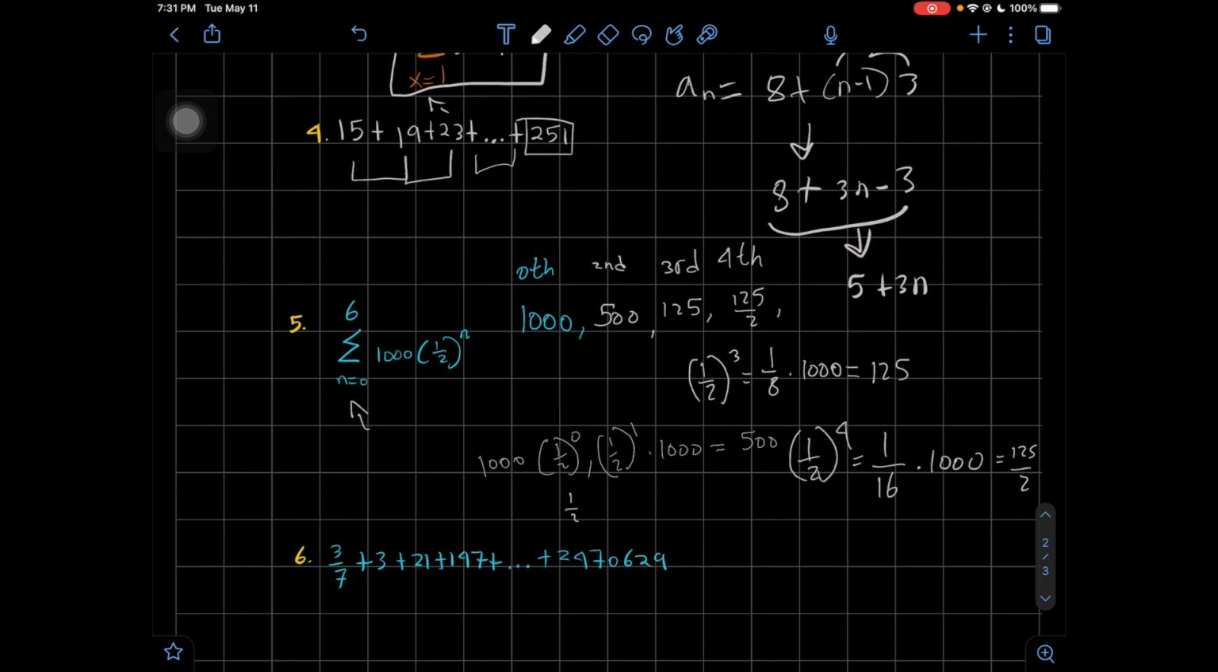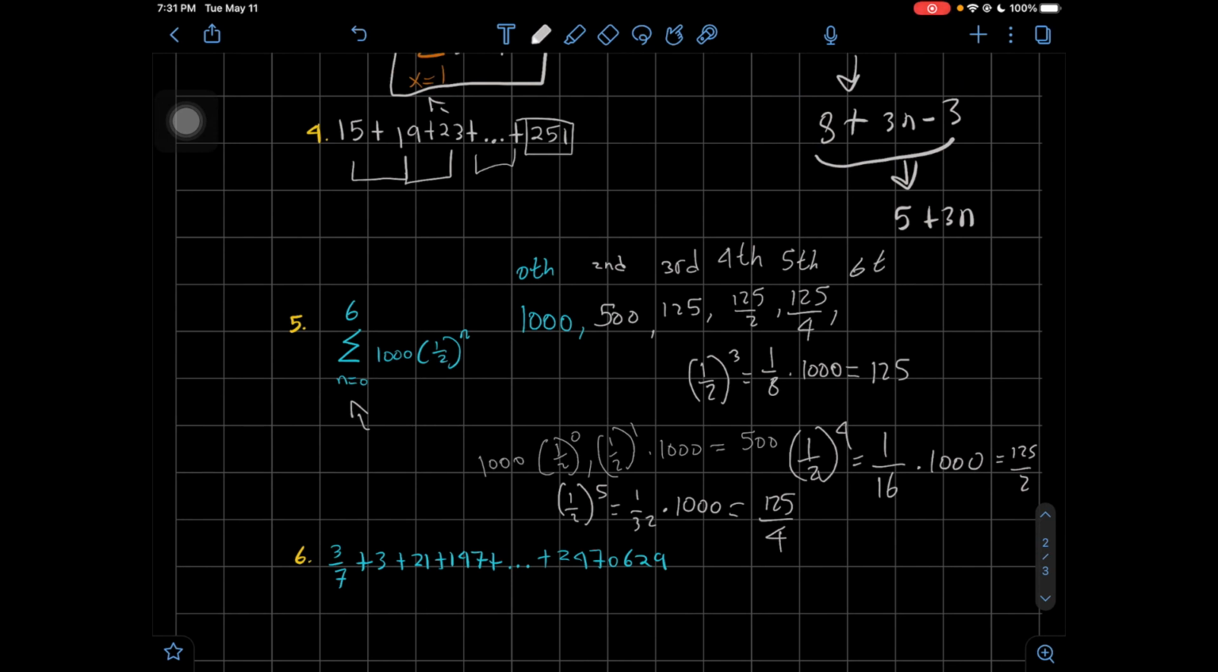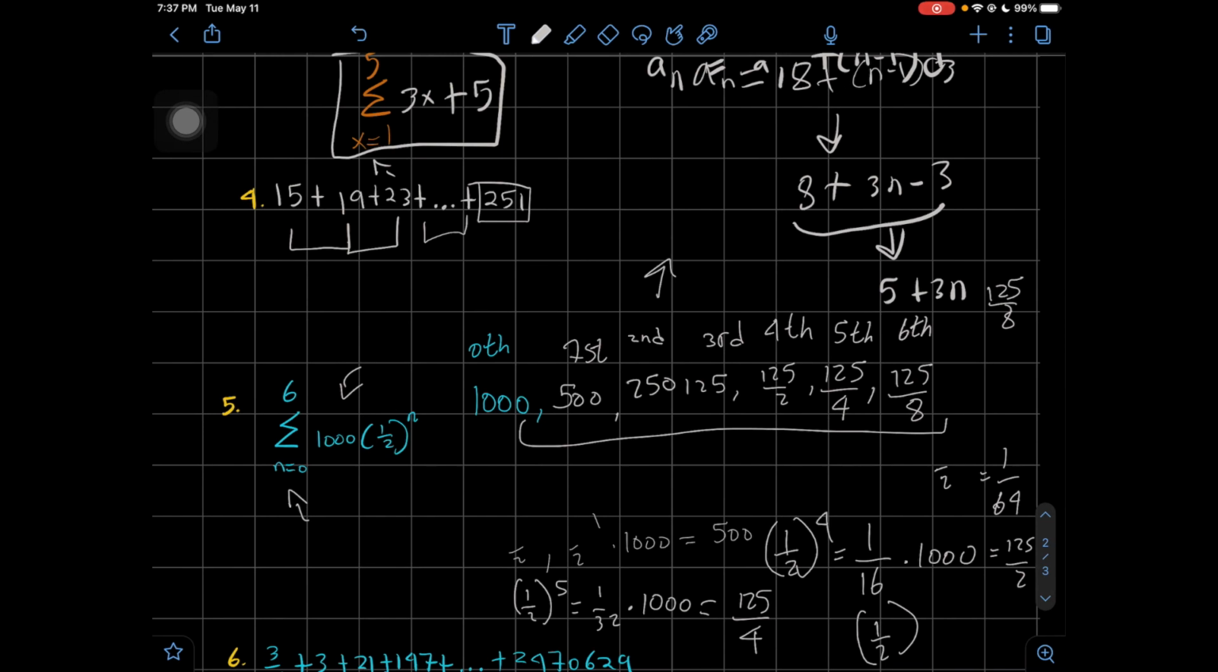So we have 1/2 to the power of 5, which is just 1/32 times 1,000, which will give us 125/4. 125/4 is our fifth term. And finally, let's get our sixth term. Our sixth term is going to be 1/2 to the power of 6, which is just 1/64, times 1,000, and we should get 125/8. Well, now we take the sum of all these values, we should get a grand total of 15,875/8. And that is our answer for this fifth question.